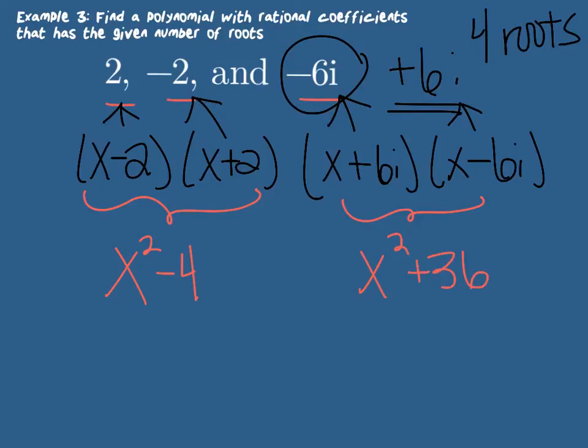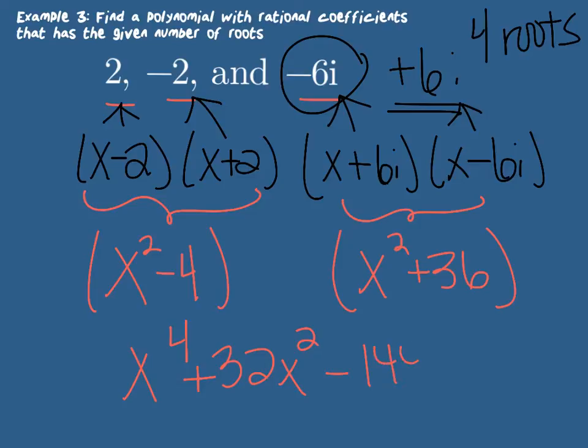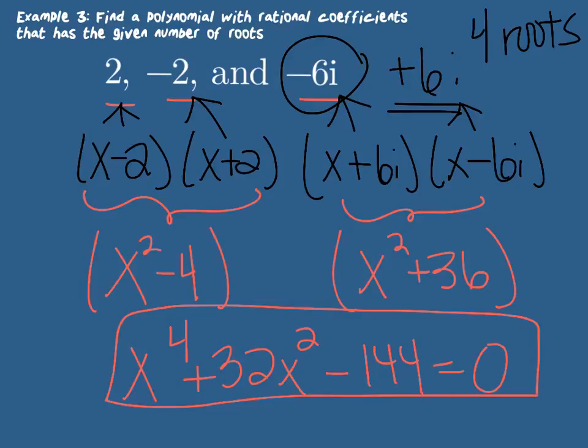So taking those two, we need to multiply them together and distribute, and we're going to get x to the 4th plus 32x squared minus 144 equal to 0, because since we did have the solutions, the zeros, the roots, that sort of thing, it is a polynomial, so that means we need to set it equal to 0 because it is an equation, and equations are used to help find the zeros of a polynomial.